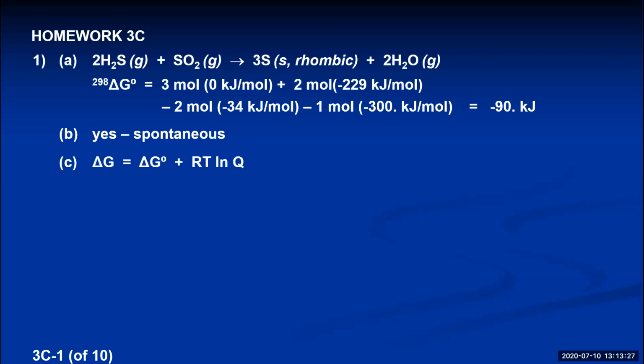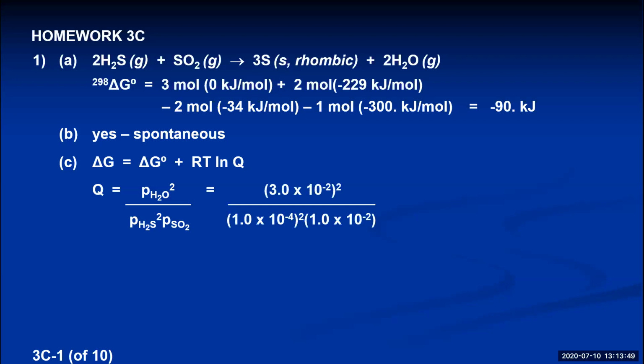We're going to have to calculate the Q value. Then when we add RT natural log of Q to our delta G naught that we calculated in part A, we'll determine the non-standard free energy change for the reaction. The Q expression is products over reactants, and in terms of partial pressures, it's the partial pressure of H2O vapor squared divided by the partial pressures of H2S squared and SO2. The values given in the problem are here. When they're plugged in, the Q value for this particular instance is 9.0 times 10 to the 6th.